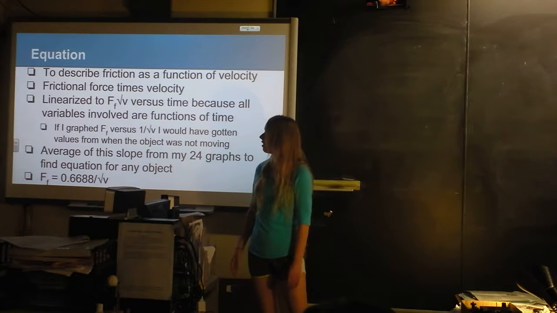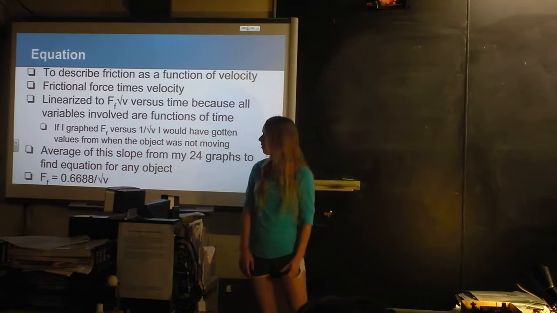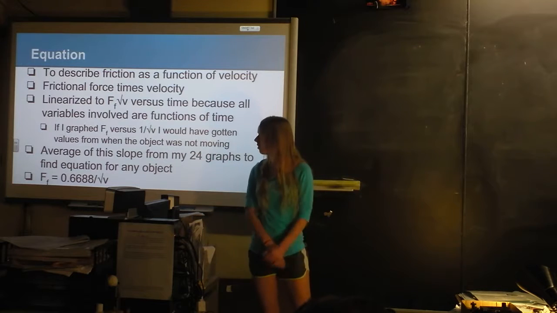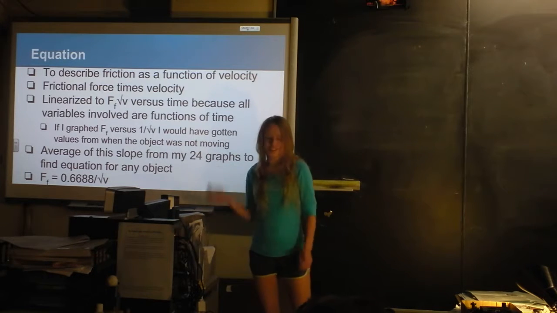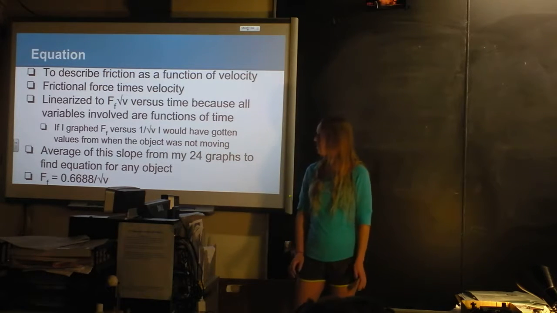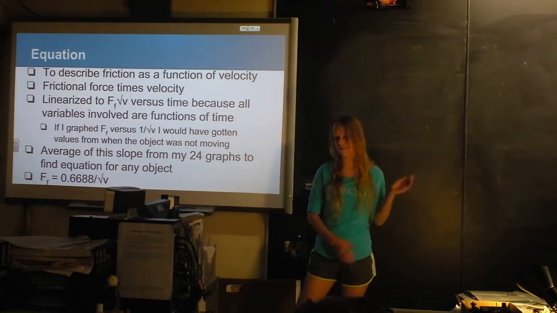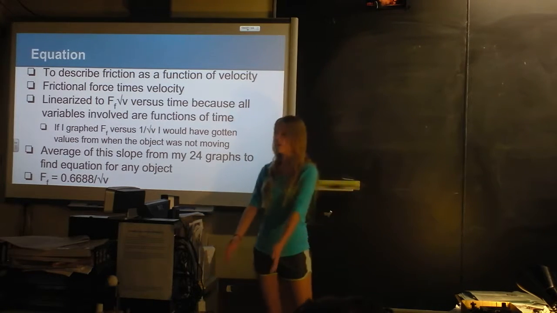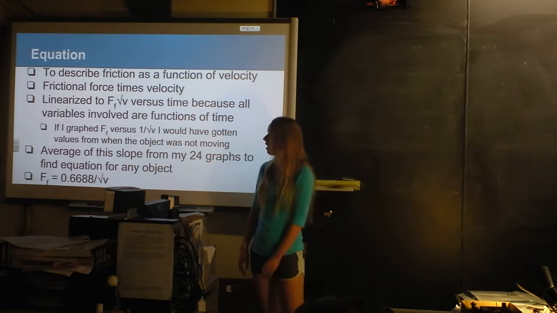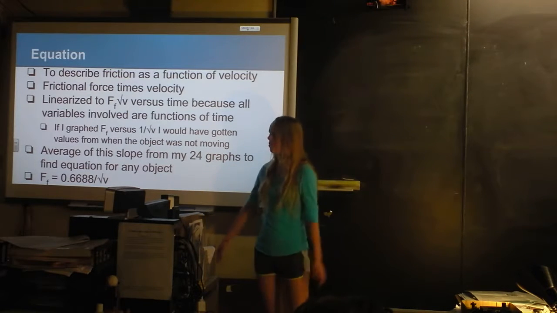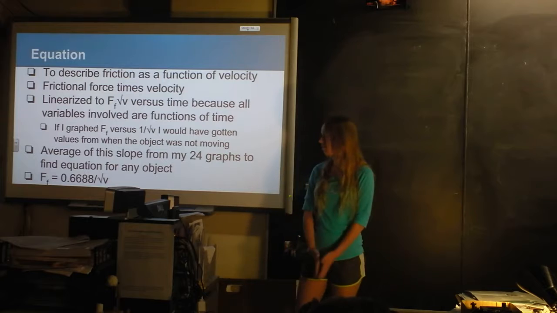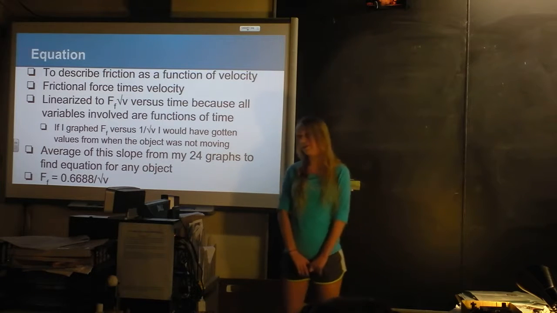If I had just graphed the friction over 1 over velocity, it would have included values from when it was still and when the equations didn't work, because the equation for friction only worked when the object was moving. Then I found that it wasn't inversely proportional to velocity, it was more inversely proportional to the square root of velocity.